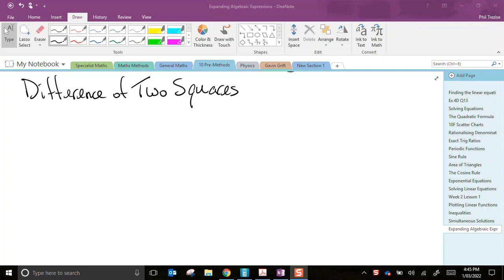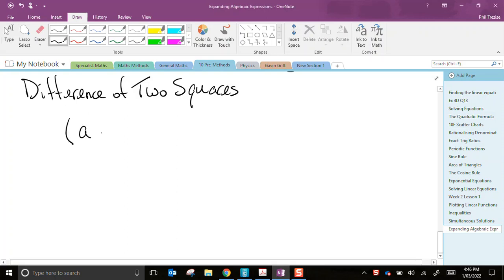Hi everyone. This lesson is continuing on our theme about the distributive law, and it's another special case. It's the difference of two squares this time. So let me start with an example and we'll see what I mean. Imagine please that I had the following.